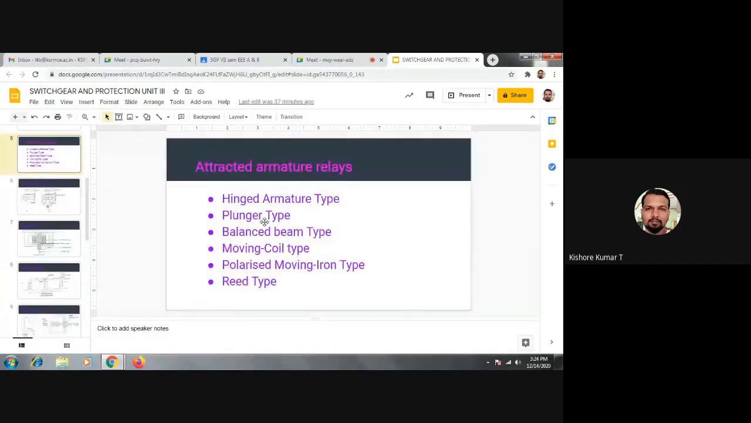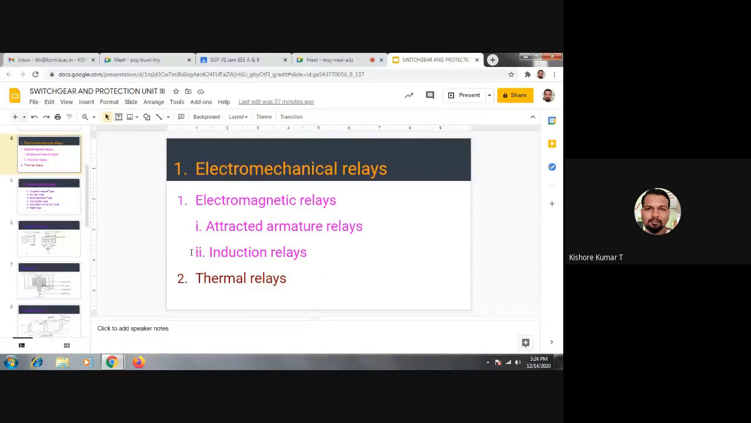So in the classification, next we will move on to induction relays. Within the first classification, electromagnetic relays, attracted armature type relays is completed. And now we are moving on to induction relays.